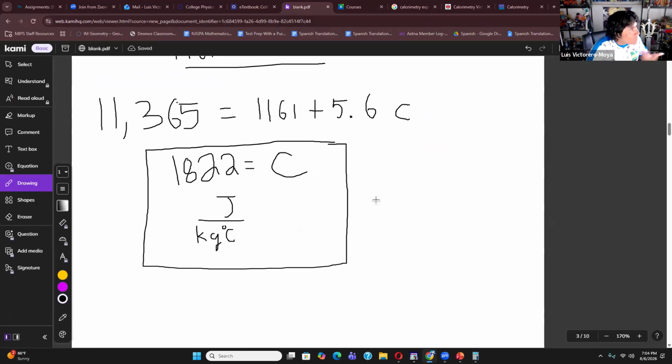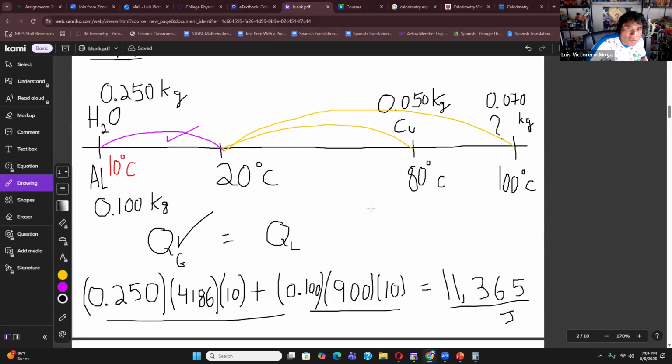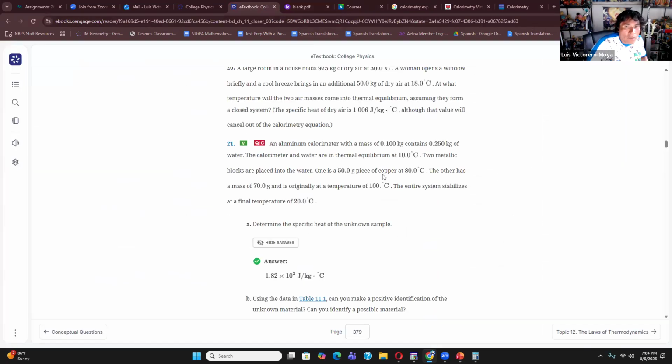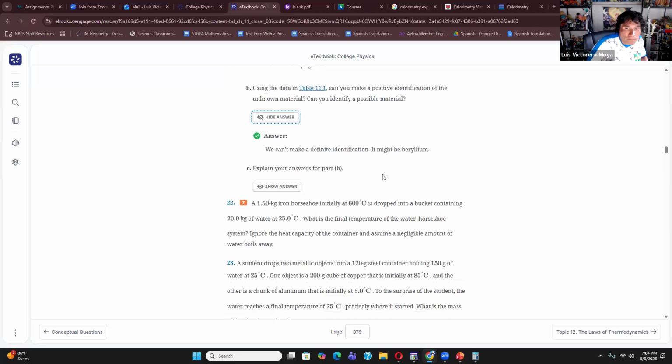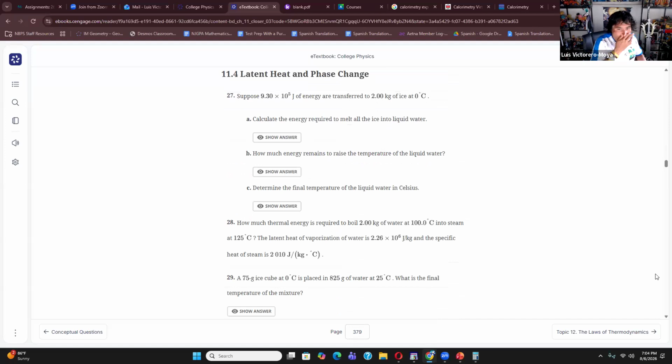Why is it not exactly 1,800? Because we are assuming that nothing is lost in the surroundings. Even though now we're more precise. We're considering water and a calorimeter, right? So whenever you're doing an experiment of calorimetry, both are in equilibrium. Let's do something easy with phase change, and then let's do a more interesting problem.